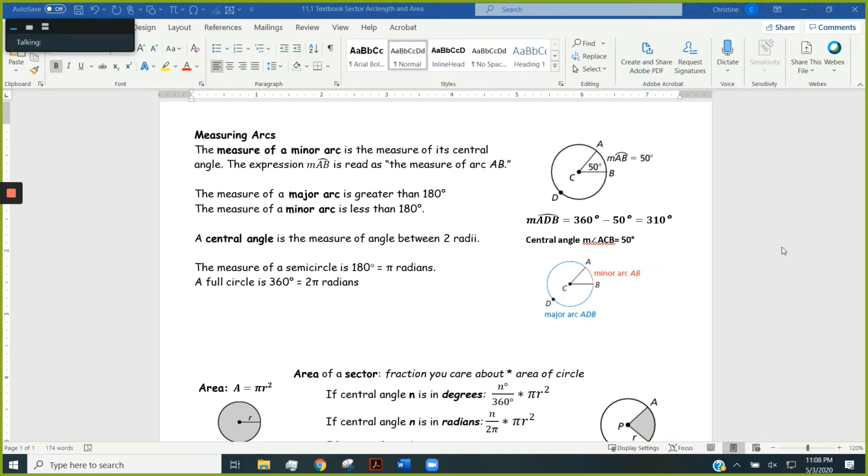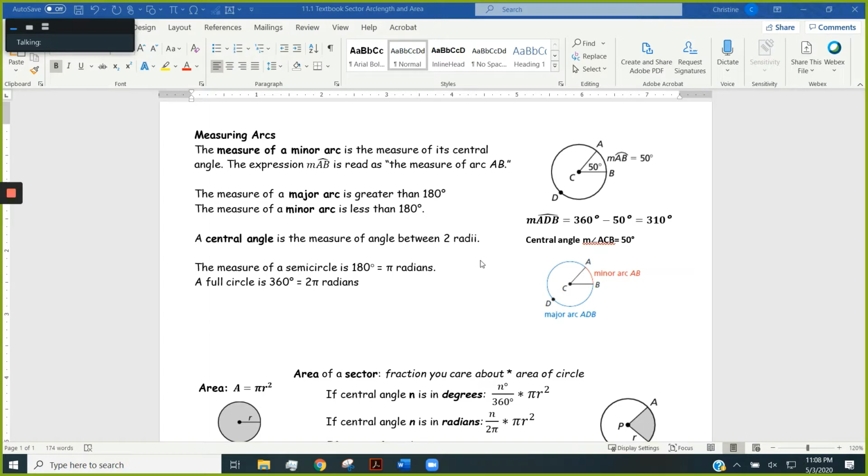The minor arc is less than 180 degrees, and a major arc is greater than 180. Remember that in a circle, if I go all the way around, the total measure of degrees will be 360. So if you take a look at this picture here, what it's showing you is that this arc from A to B is 50 degrees, and that minor arc corresponds with the central angle of 50 degrees.